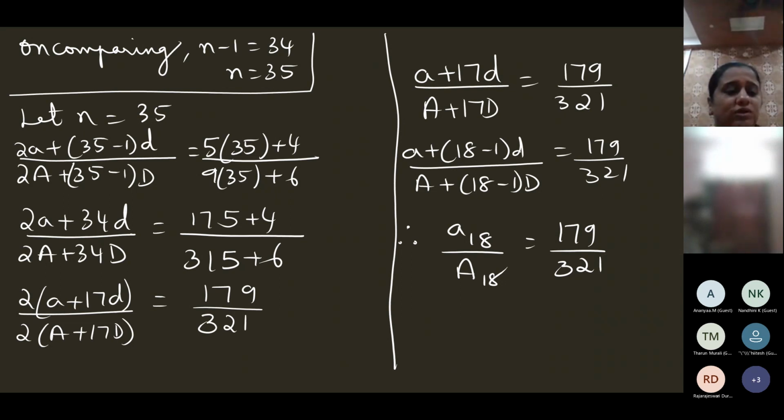So you get 2a plus 34d by 2a plus 34d is equal to this calculation. Then you take out 2 common and 2 gets cancelled. So a plus 17d by a plus 17d is equal to 179 by 321. 17d is nothing but 18 minus 1 into d. So a plus 18 minus 1 into d is A18, the 18th term. So A18 by A18 is equal to 179 by 321. That means the ratio of the 18th terms is 179 is to 321.